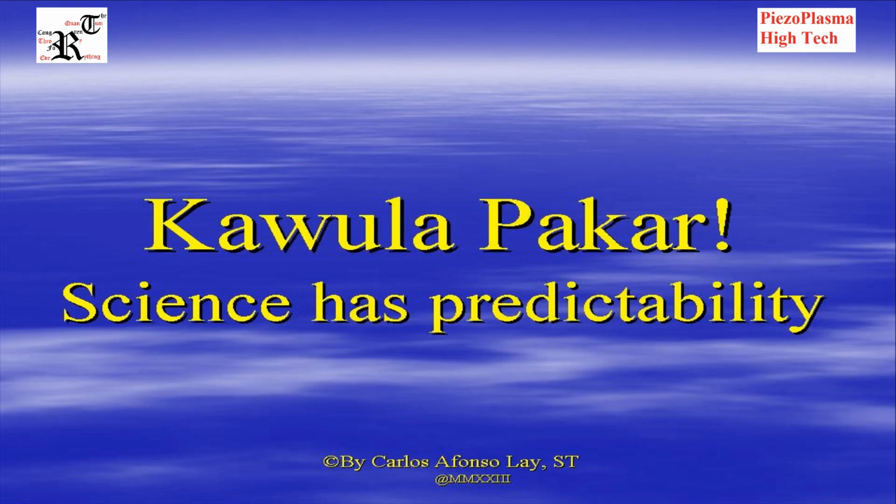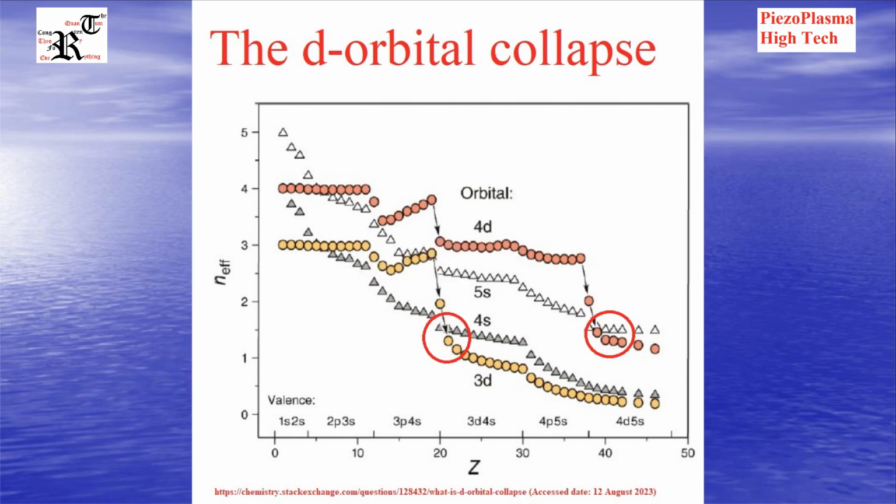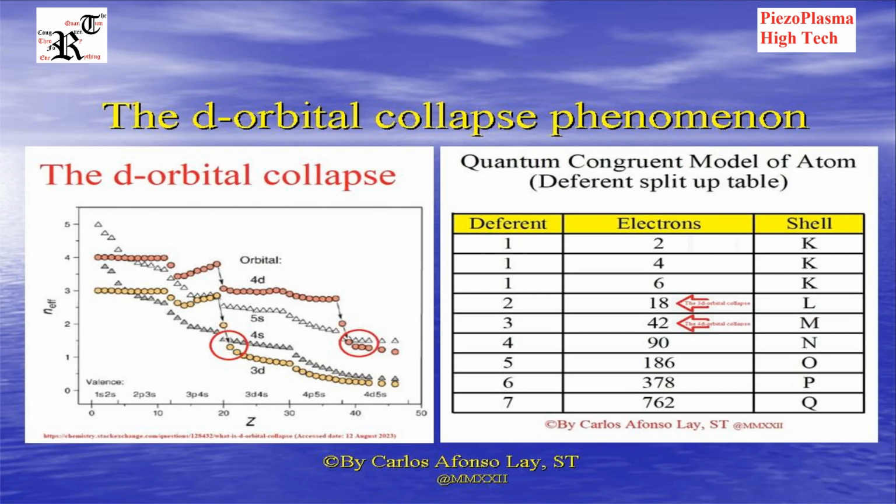Kalau pakar, sang has predictability characteristic. How does the d-orbital collapse phenomenon work? See here, two tables.